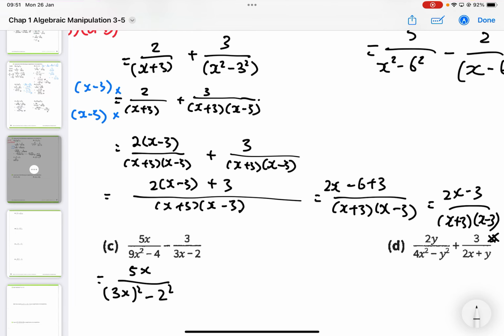Your big picture must be there. I am adding or subtracting fractions. Then I must make common denominator. Okay? Then you will think, oh, how can I make common denominator? Once I make common denominator, I combine them. Then after I combine them, I do my opening bracket, I do my simplification. The big picture, the flow of the steps, is always the same.